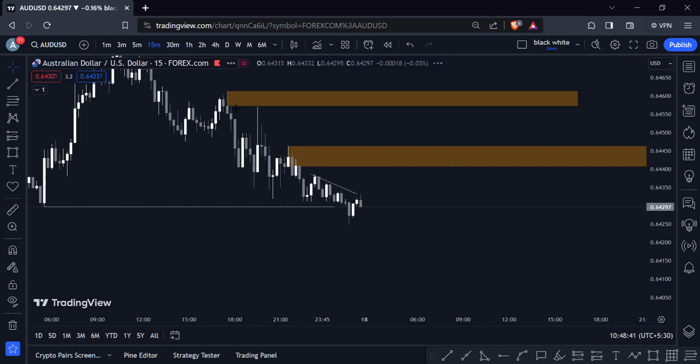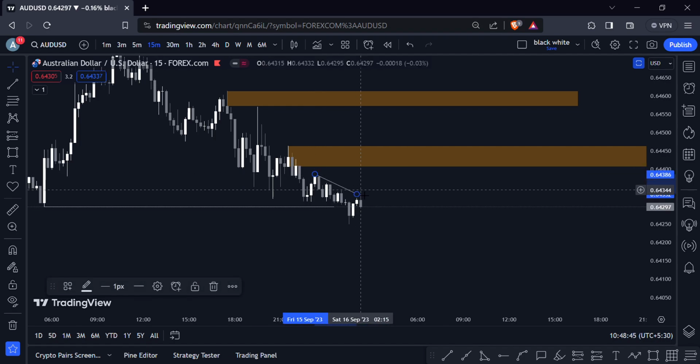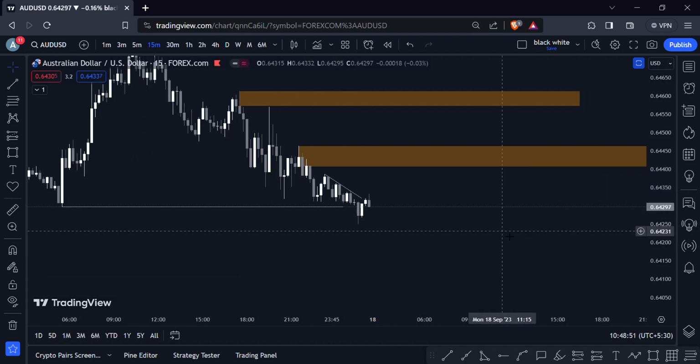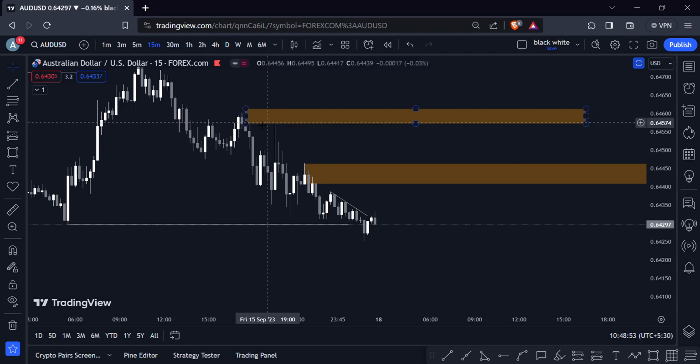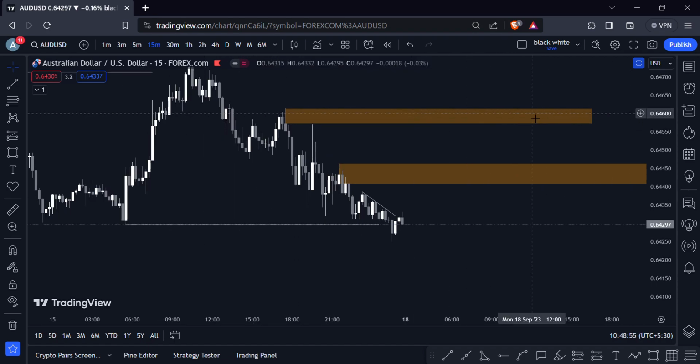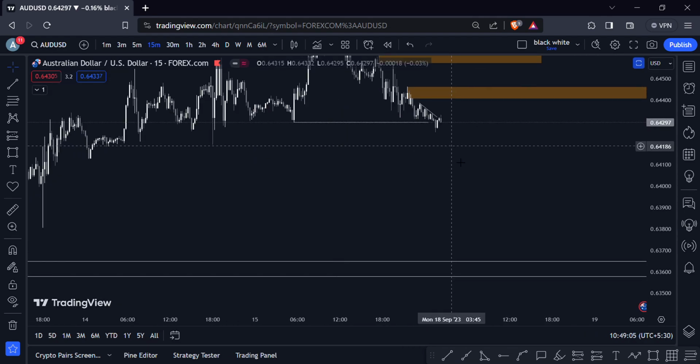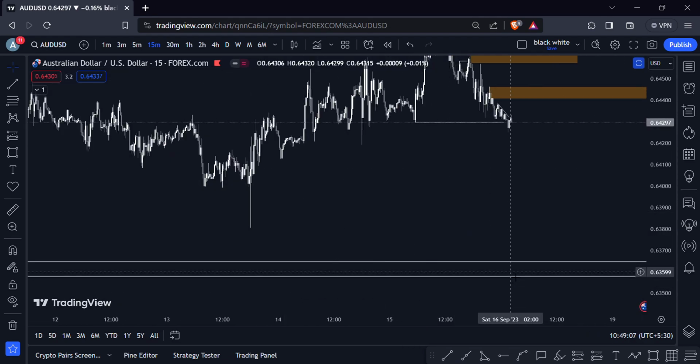Let's see. Okay, so we have taken the liquidity over here as trend line liquidity. Okay, so this is the overall analysis, and this is the only zone which is left unmitigated, and it has also taken liquidity of the previous highs. So this is the overall markup, and our whole target will be this low over here.